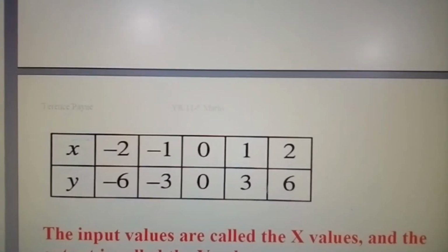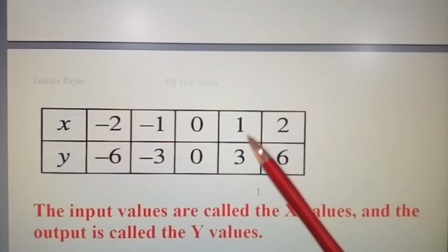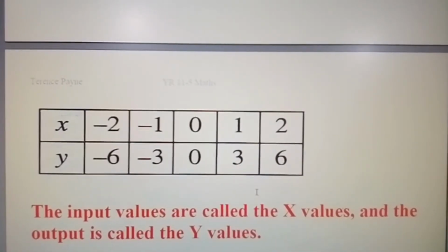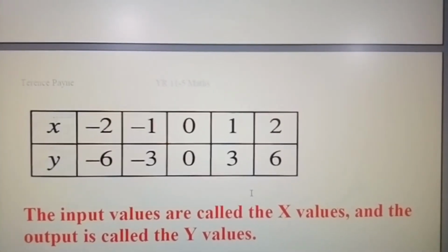And here we have our table. Minus 2, minus 1, 0, 1, 2. y equals minus 6, minus 3, 0, 3, and 6. The input values are called the x values, and the output values are called the y values.